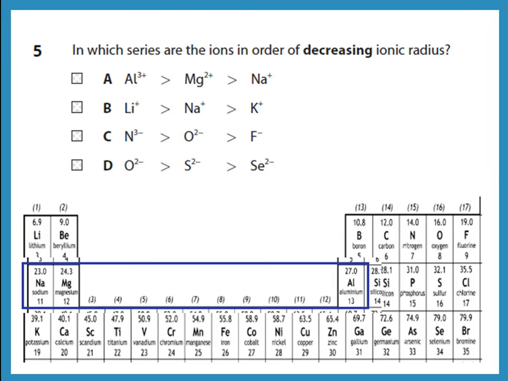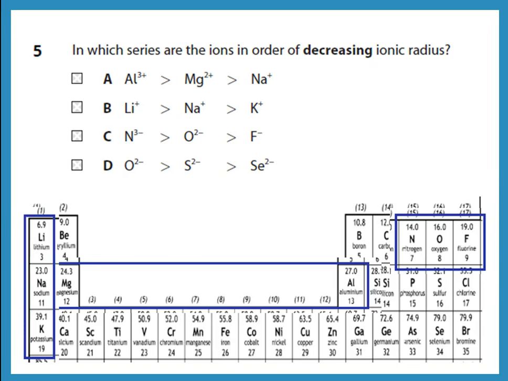Okay, let's look at B. B says lithium, sodium, potassium. Where is lithium, sodium, potassium? Oh, sorry. Okay, let's see. Here, lithium, sodium, potassium. So lithium, sodium, potassium is going down a group, and you should remember that going down the group, the atom becomes bigger actually, and also the ion would become bigger because we're having more and more shells.